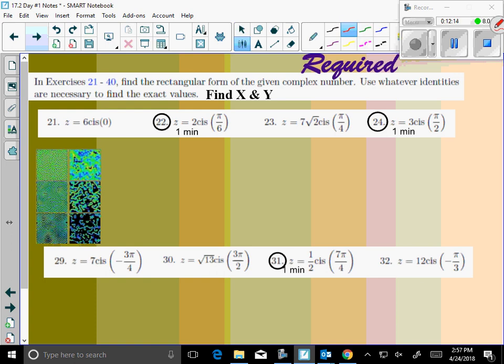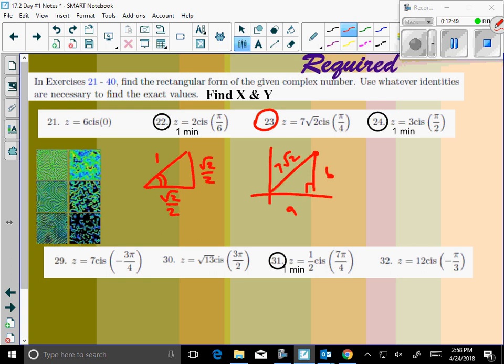Okay, 7 root 2, I like 23. Let's put that into rectangular form. So I'm going to extend 7 root 2. I'm going to rotate pi over 4. That means I'm going to get a triangle that looks like this. Maybe you're not 100% sure what to do here on how to find this point in terms of a and b, but you can always go back to the unit circle. If that's 1 and this is root 2 over 2, then this would also be root 2 over 2. That is if that's pi over 4.